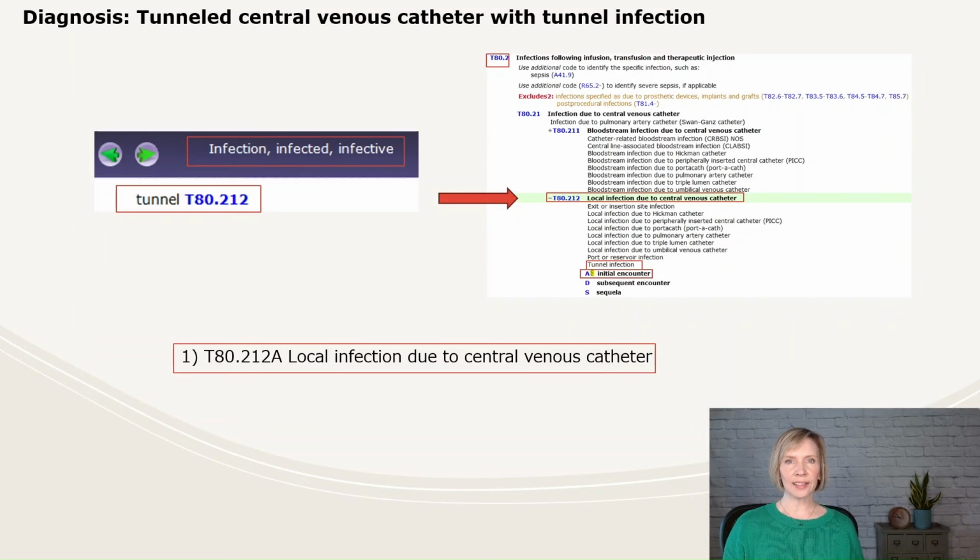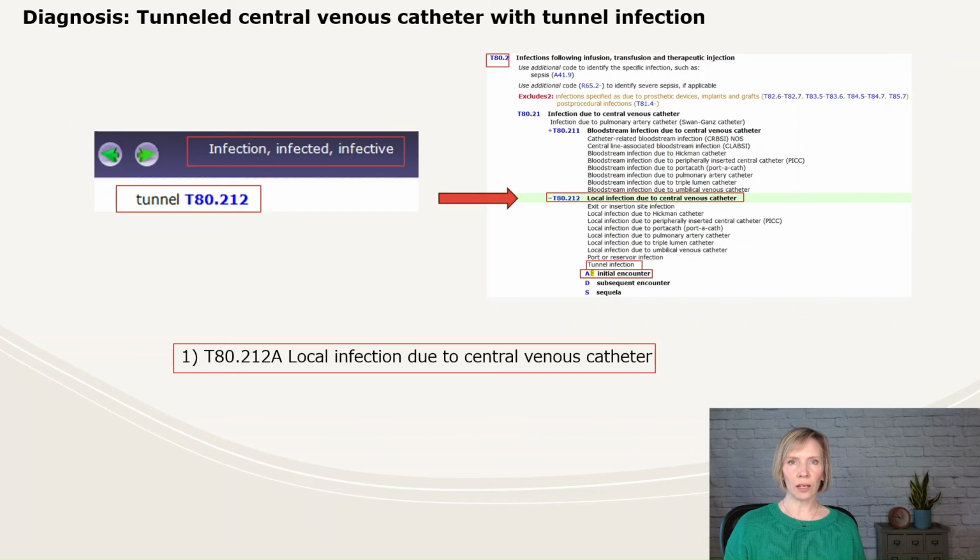In this last example, the patient with a tunneled central venous catheter has been diagnosed with a tunnel infection. This diagnosis definitively confirms that the infection is located within the tunnel of a central venous catheter, so we will assign the code for the local infection caused by the central venous catheter. Since the specific type of infection was not specified beyond being a tunnel infection, we will only assign one code.